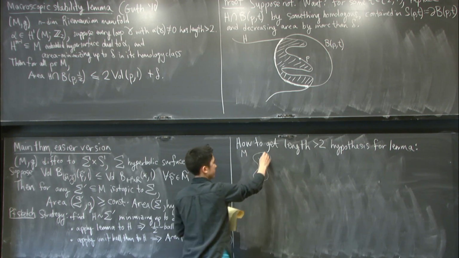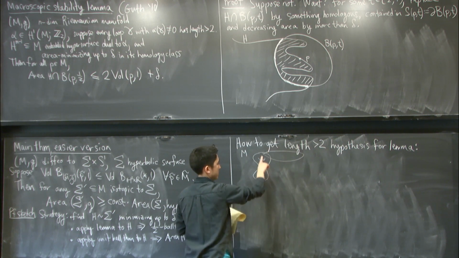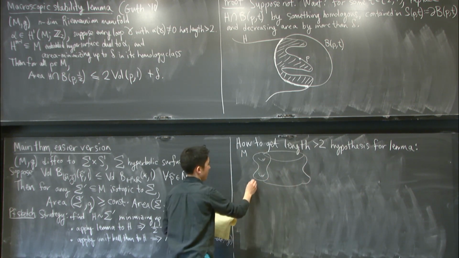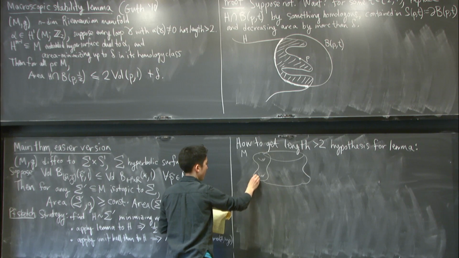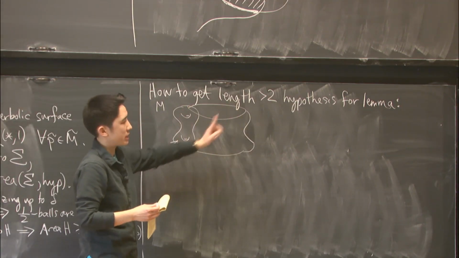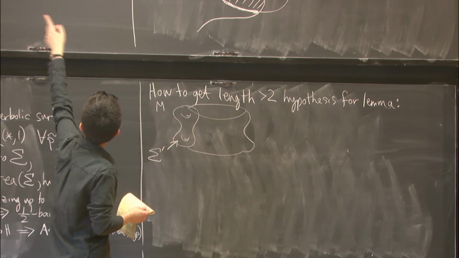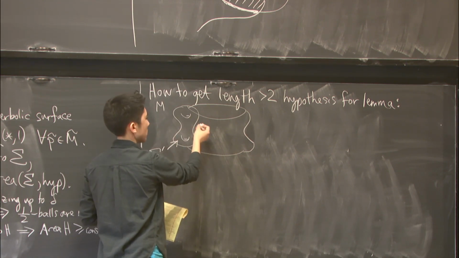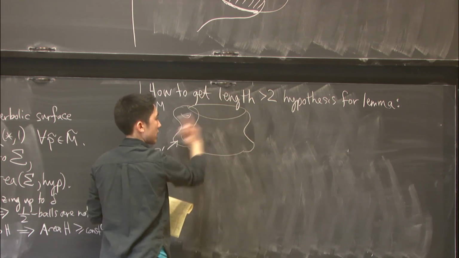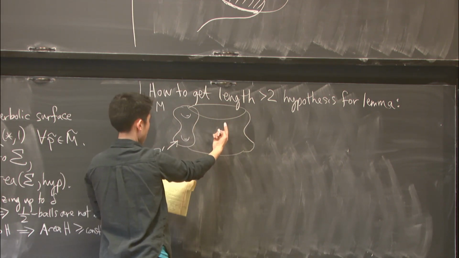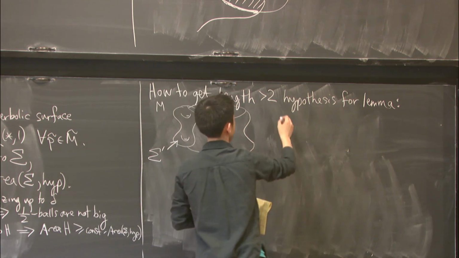Here's M, and it's a surface cross a circle. So I'll say the circle's going this direction. And I'll say that this copy of the surface is my sigma prime. If the circle direction is too short, then we cannot apply the lemma directly because the cohomology class that we're talking about is the class that's in the direction of the circle factor. So if that's too short and is length less than 2, then we need to take covering spaces.